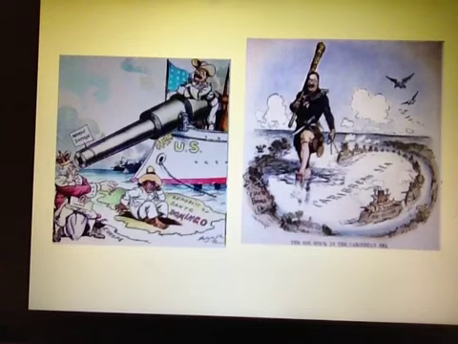Here's some cartoons we'll be looking at more closely in class related to that when we talk about this section.